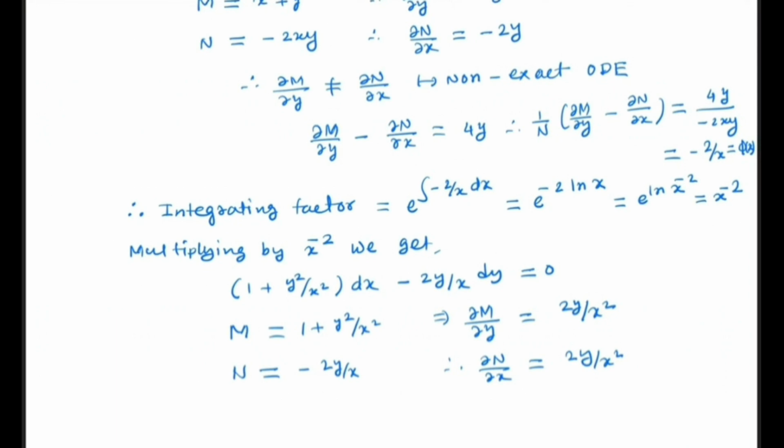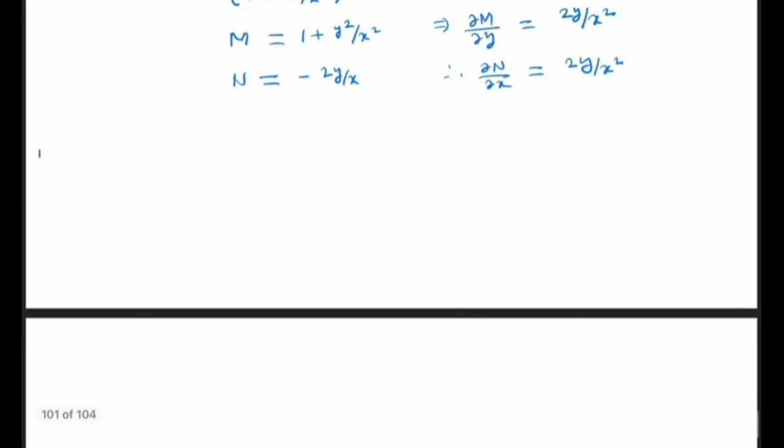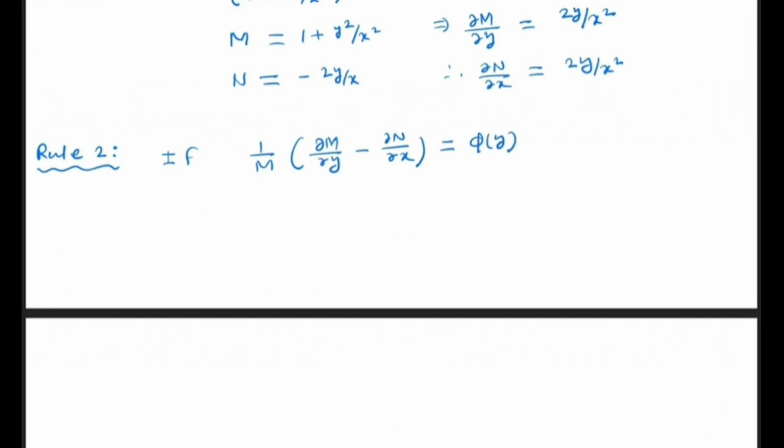Okay. So next is rule 2. If 1/M times (del M/del y minus del N/del x) is equal to a function of y, phi(y), then e power minus integral phi(y) dy is an integrating factor.